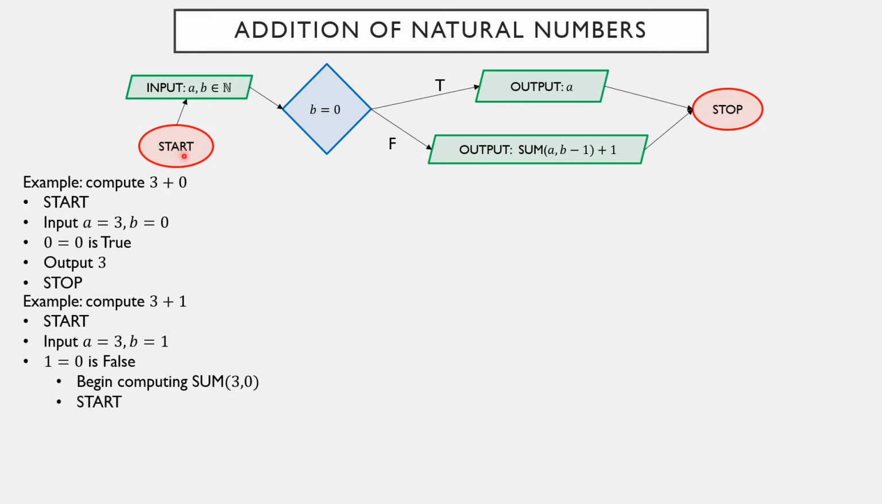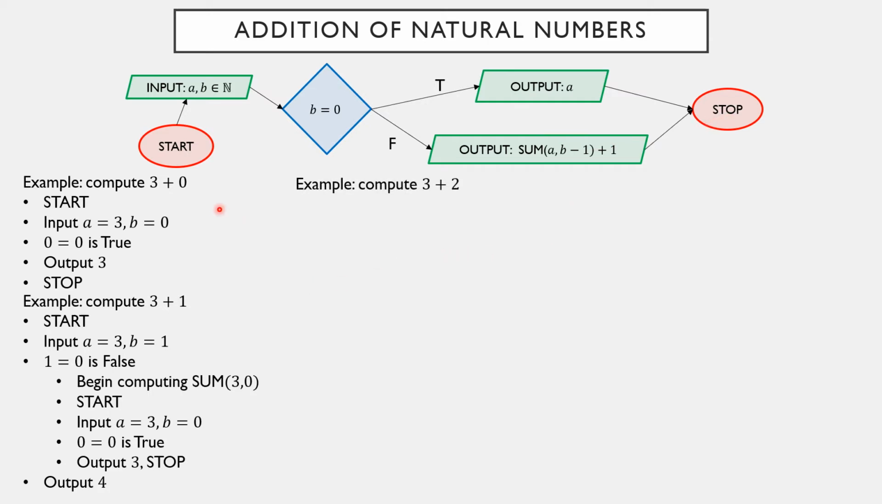So I go back here and I start, and now I input a is 3 and b is 0, because we're computing this sum here. Well, b is 0 is true, so I output 3. But this output was part of the first run. So now I'm going to have an output of 3 here, and I add 1 to that and output it and stop. So when I first tried to compute 3 plus 1, we had to pause that when we got here and say, well, let's now compute 3 plus 0, then add 1 to that before finally finishing.